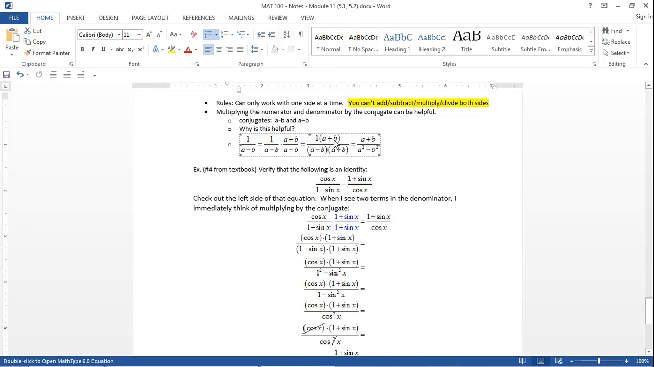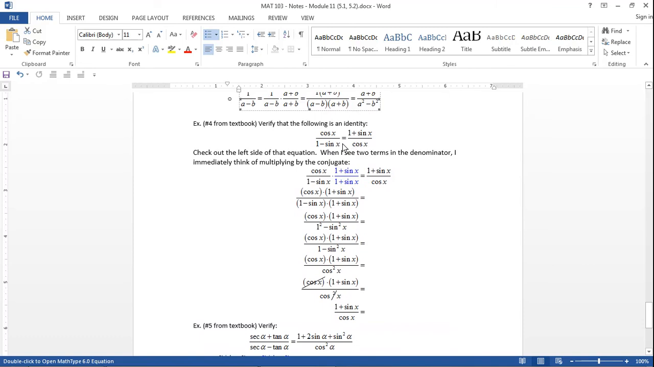1 times a plus b, in our case, is just a plus b. And the denominator, our rule tells us we can square the first term, square the second term. And if you don't like the rule, you can always just FOIL this out, and you'll see the outside and the inside terms cancel, which is what allows us to do this. Okay. So now let's actually apply this.